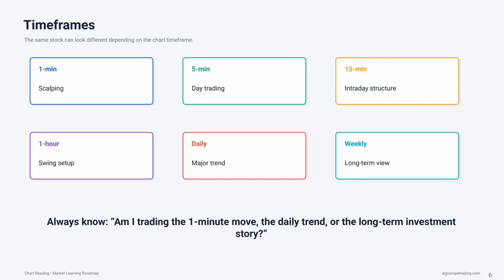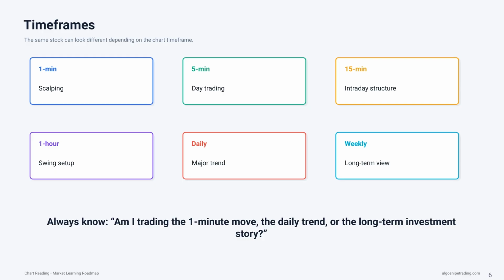A 5-minute chart is often used for day trading. It gives a little more structure than the 1-minute chart and helps reduce some noise. A 15-minute chart helps traders see intraday structure. It can show stronger support, resistance, and trend direction during the trading day. A 1-hour chart is useful for swing trade setups. It helps traders see bigger moves and cleaner patterns.